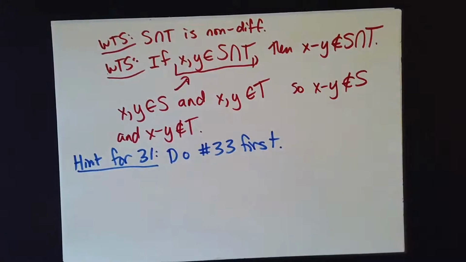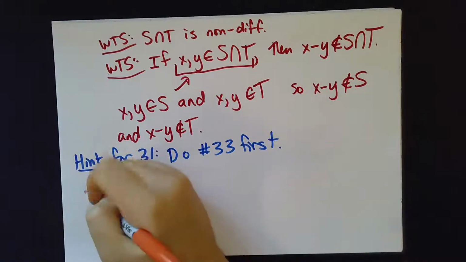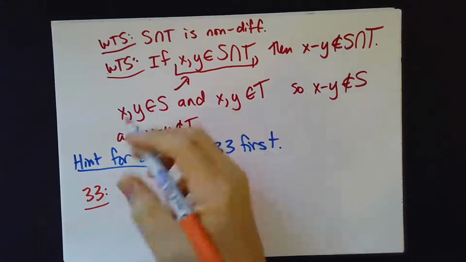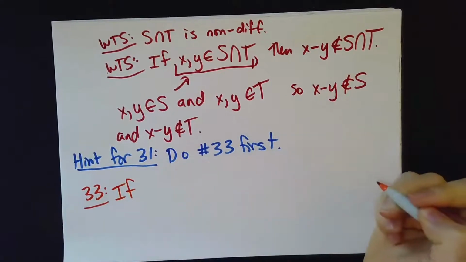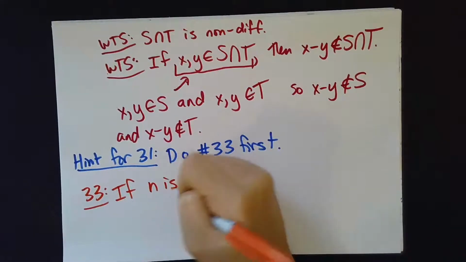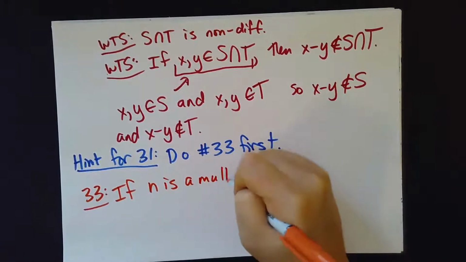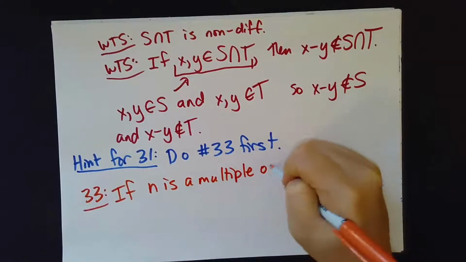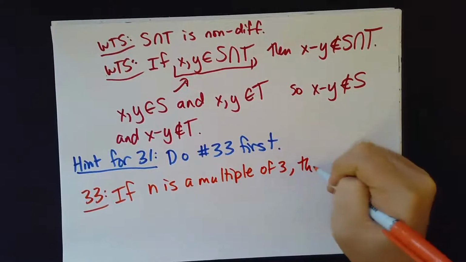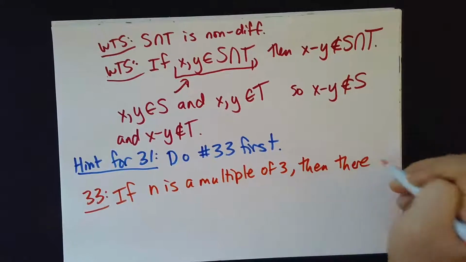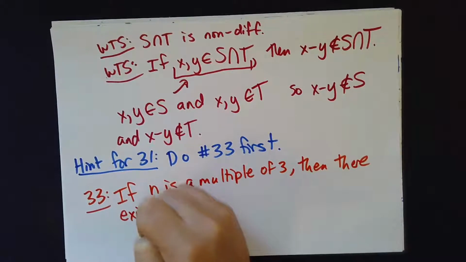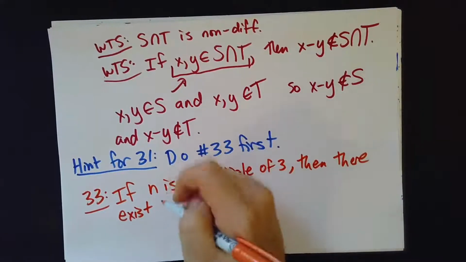But what does 33 say? Part of what 33 says is that if n is a multiple of 3, then there exist consecutive integers x, y, z such that n is x plus y plus z.